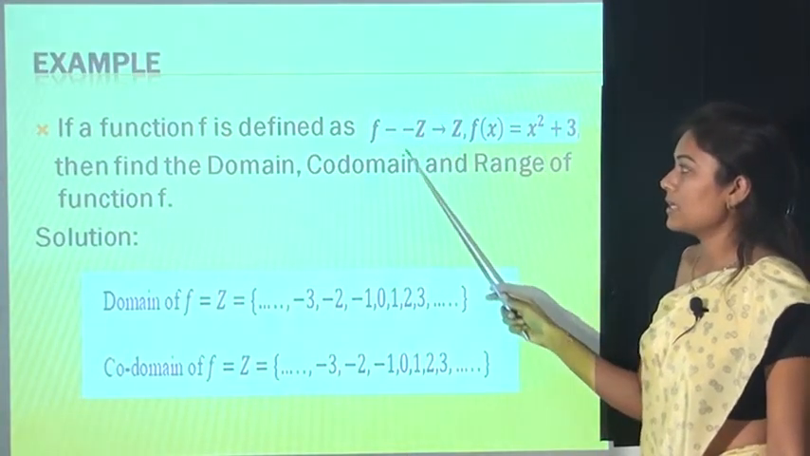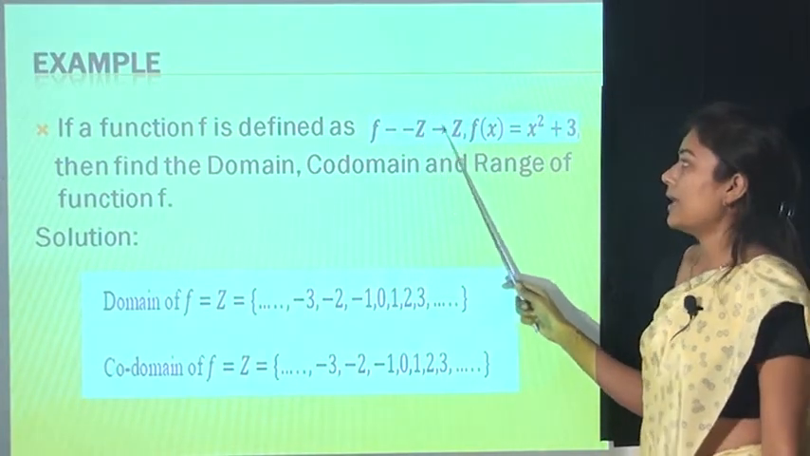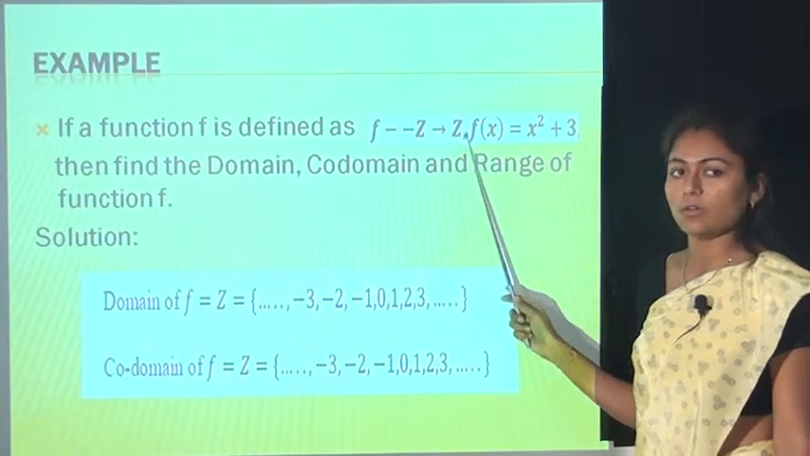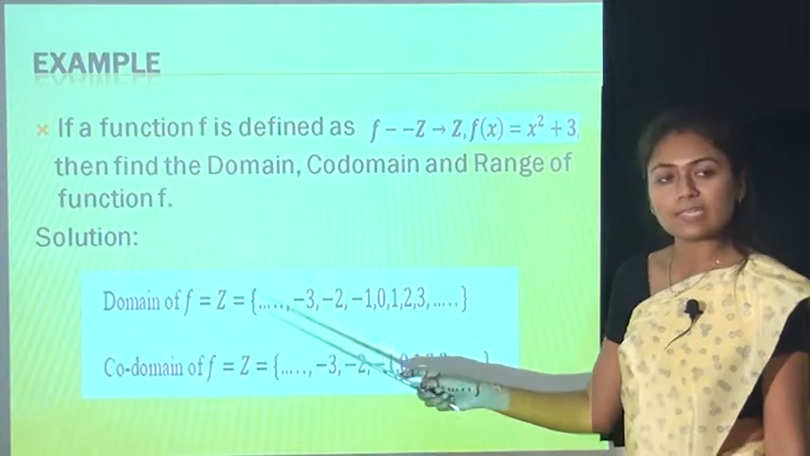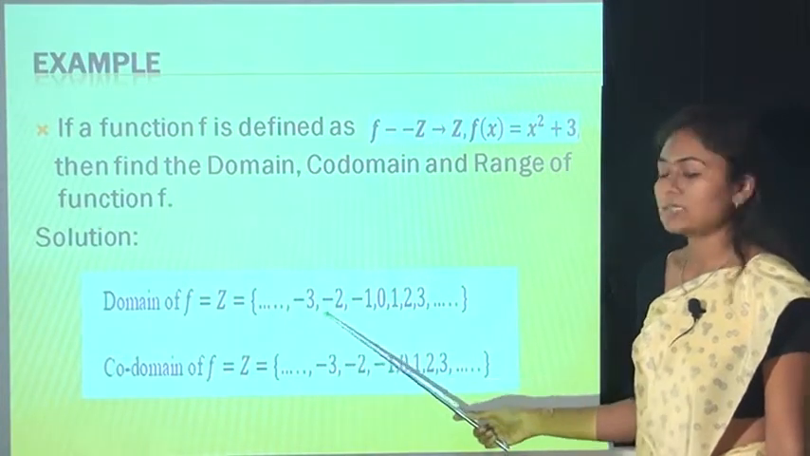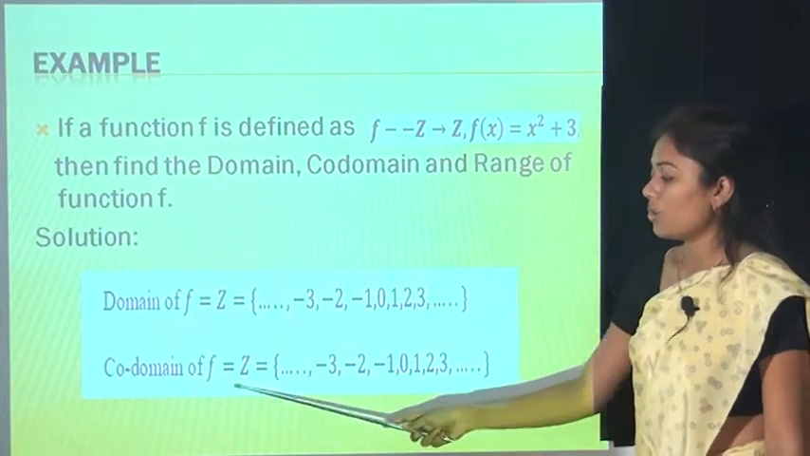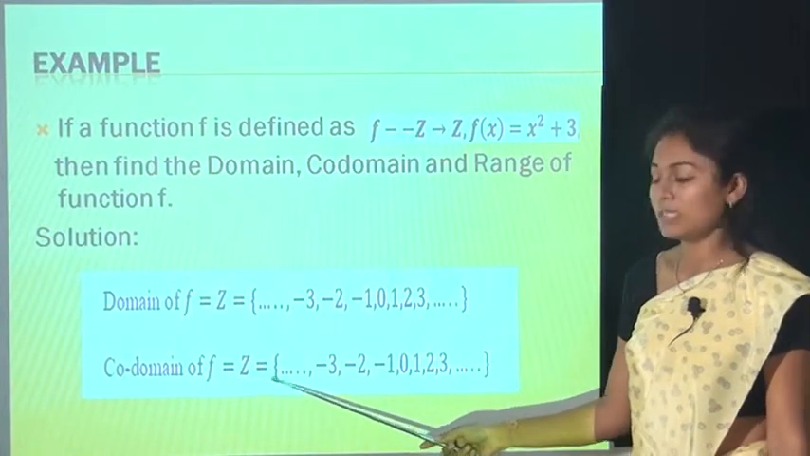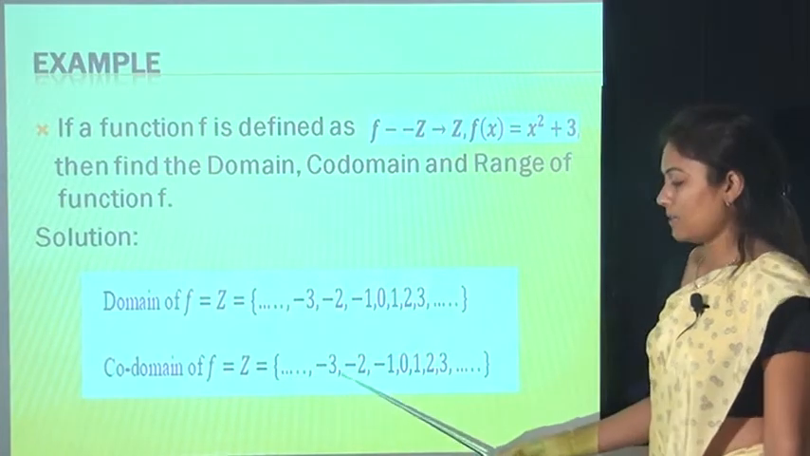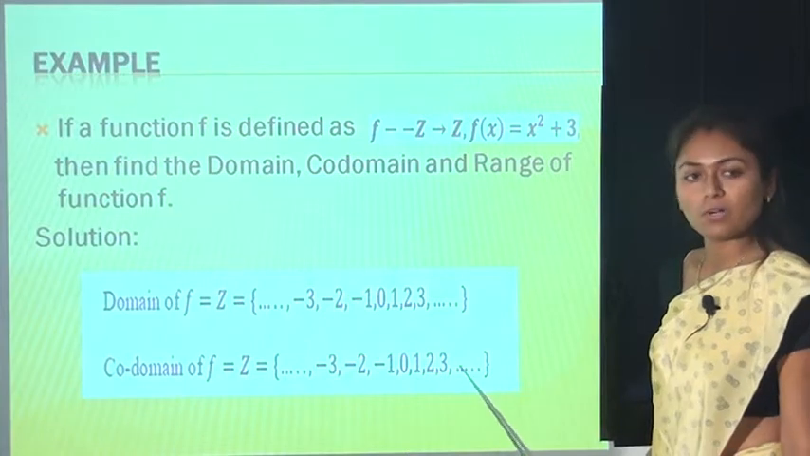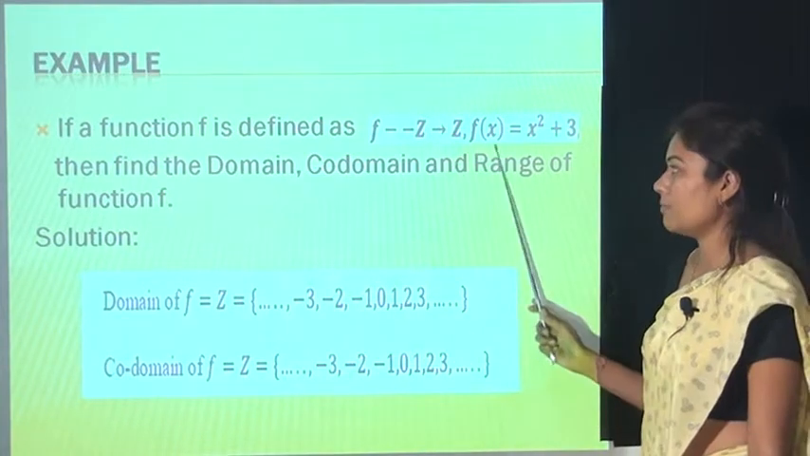If f is from Z to Z, then Z becomes the domain of the function and Z also becomes the codomain. The domain of f equals Z, that means the set of integers: -3, -2, -1, 0, 1, 2, 3 and so on. The codomain of f is also Z, the set of integers -3, -2, -1, 0, 1, 2, 3 and so on. Now we have to find the range of this f.